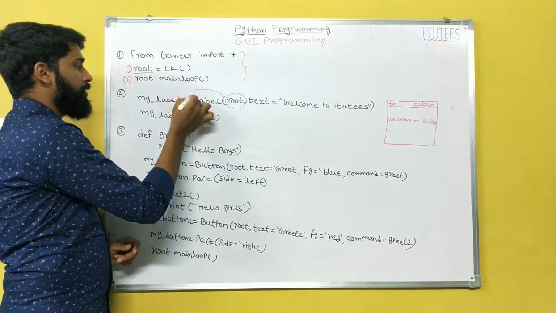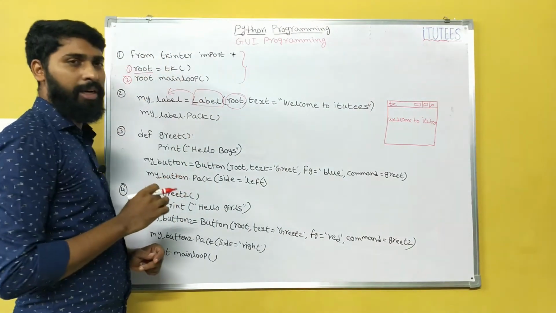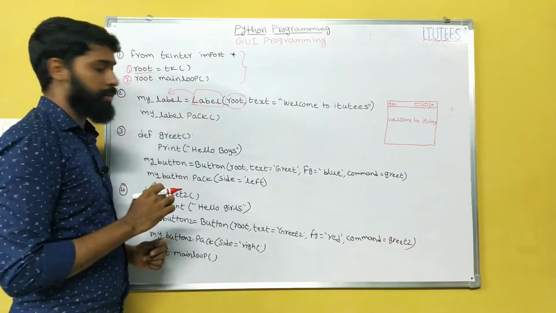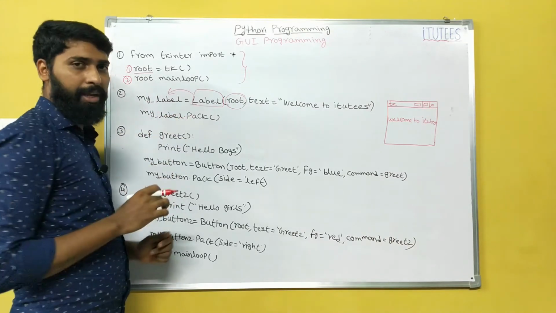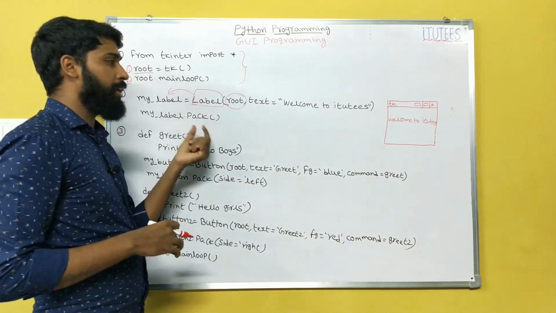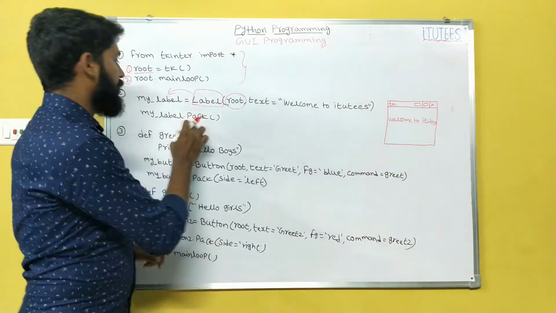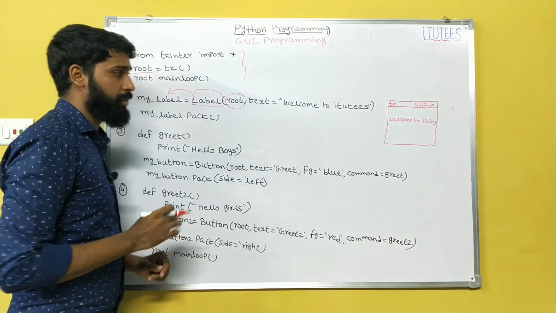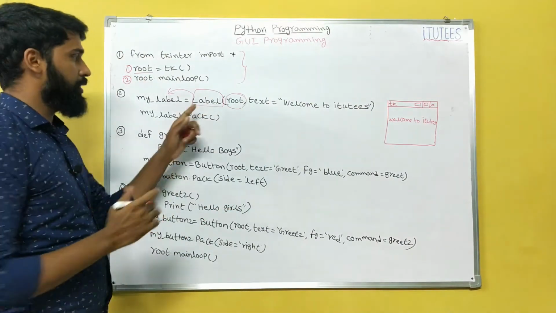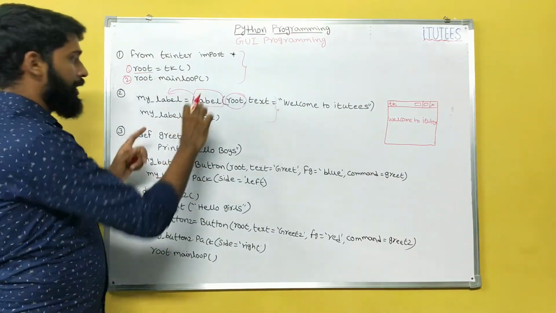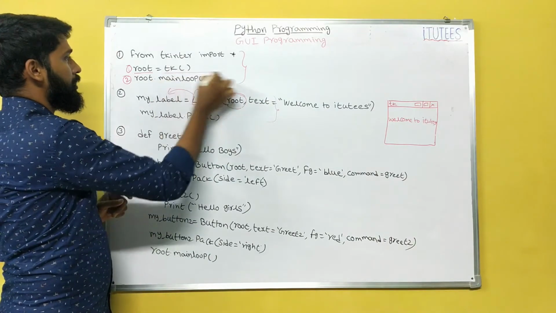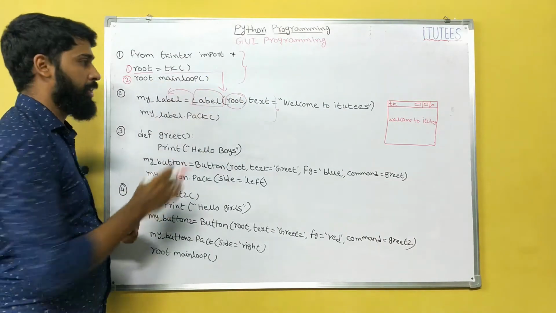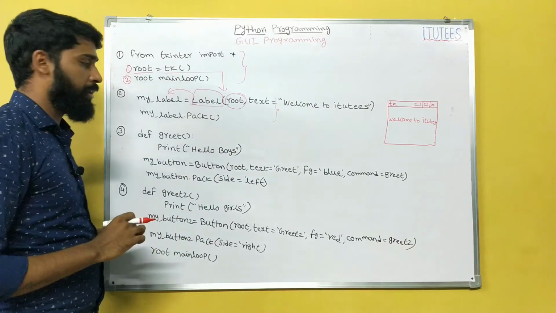After that I give a name to this label. The name is my label. So my label dot pack. Pack is nothing but where I want to place this, so the label is added to this window. That's it. This is the output for these two instructions. You can append these instructions in this place, then we get the output like that.